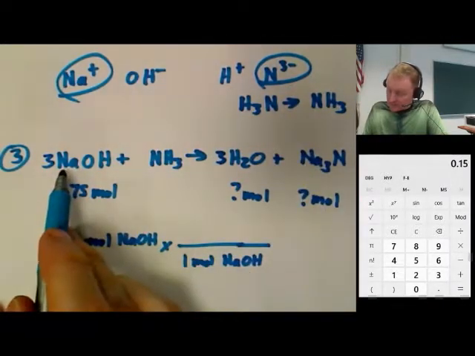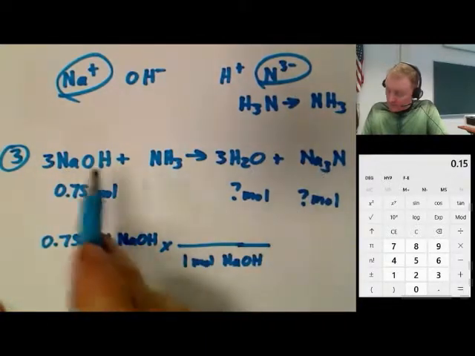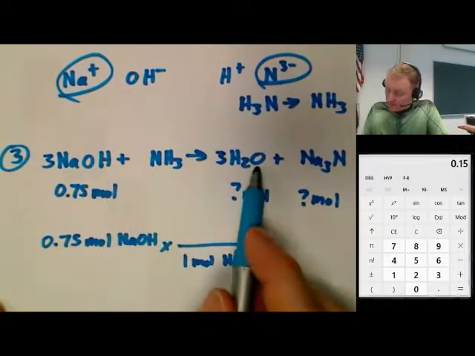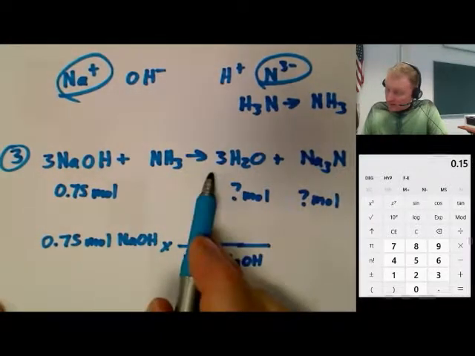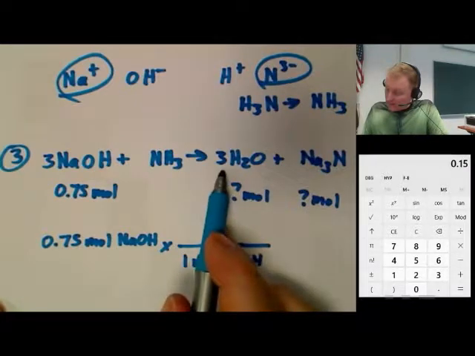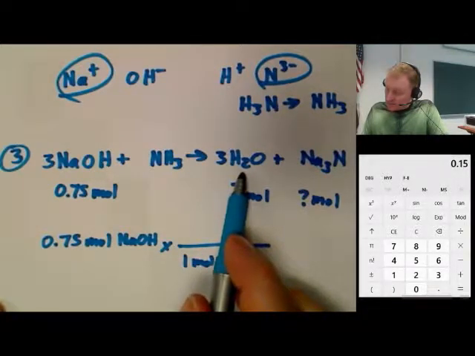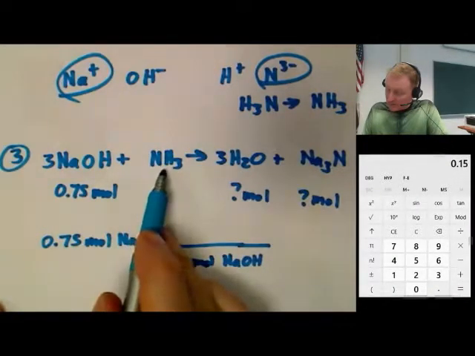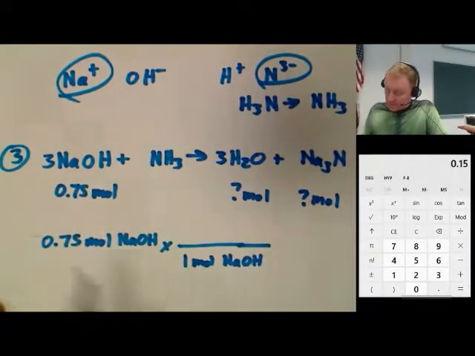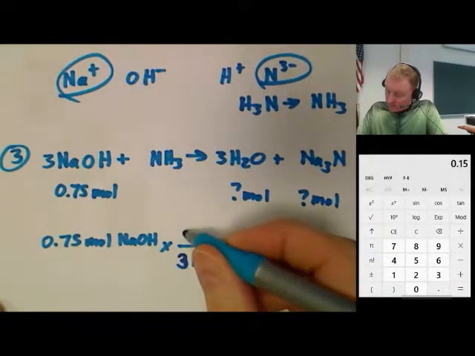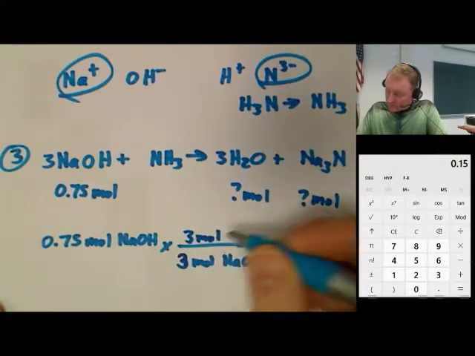So now let's take a look. Sodium is 3, 3. Oxygen is 3, 3. Nitrogen is 1, and I've got 1. Hydrogen, I've got 6 here, and I've got 3 here and another 3 here, 6. So now it's balanced. So for every 3 moles of sodium hydroxide, I've got 3 moles of water.